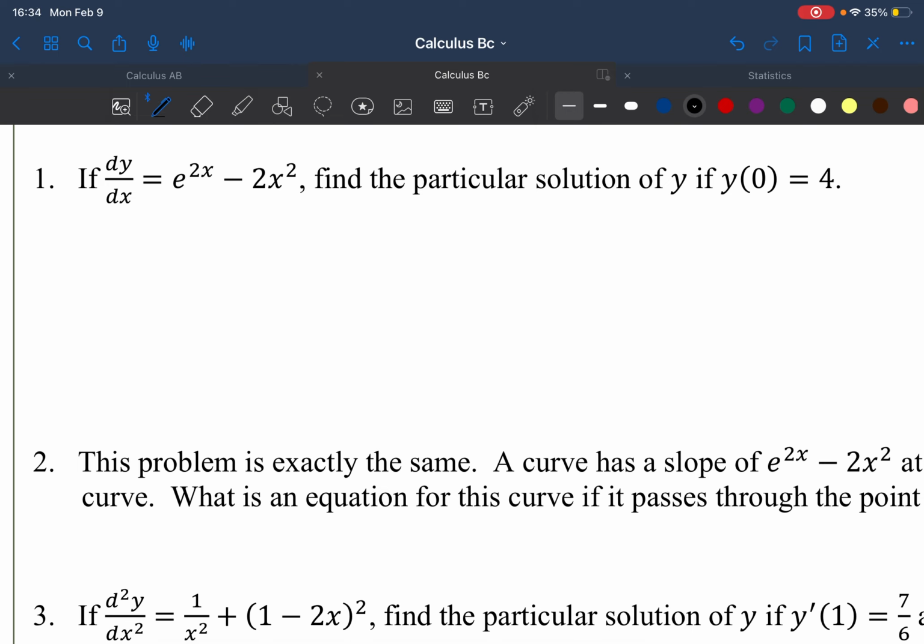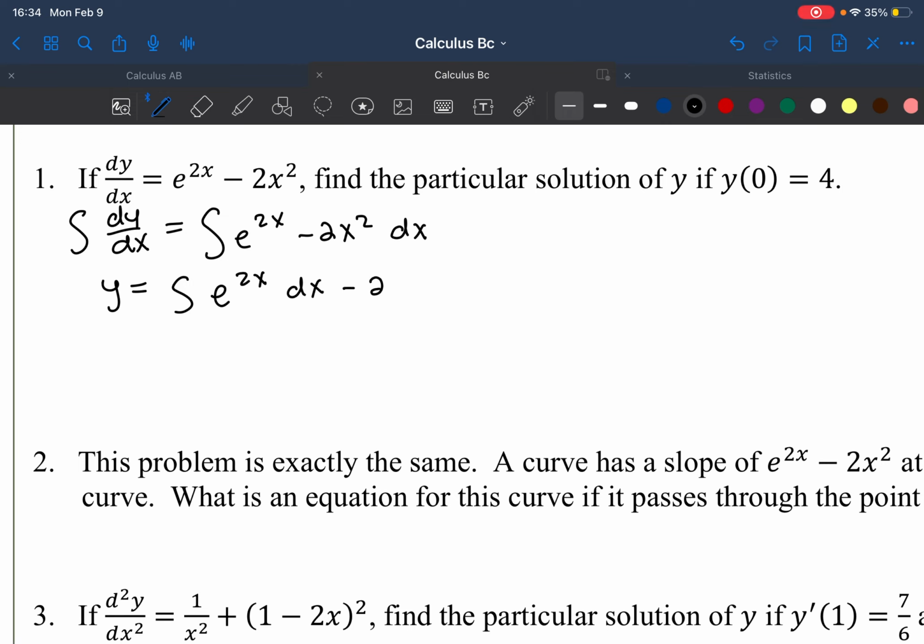If dy/dx is equal to e to the 2x minus 2x squared, find the particular solution of y if y of 0 is equal to 4. In order to solve this, we first need to get this in terms of y, which means we need to integrate both sides. So I take the integral of dy/dx equals the integral of e to the 2x minus 2x squared dx. I'm left with y equal to the integral of e to the 2x dx minus 2 times the integral of x squared dx. I just separated it into two integrals.